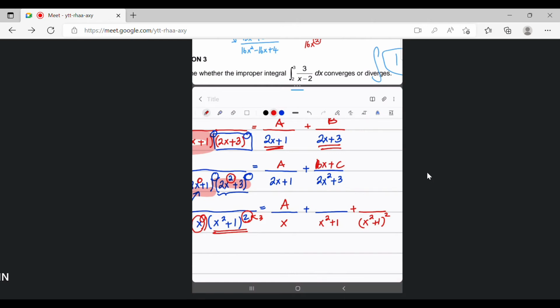Okay, so the next one, to determine what type of constant yang ada dekat numerator bergantung kepada function yang ada dalam bracket, dalam factor. So for this one, we have the x squared plus 1. Okay, tengok yang kat dalam ni. Nampak tak? Dia adalah kuadratik kan? So bila kuadratik jadi apa? Bx plus C. Ini sama kan dengan yang ni kan? Dalam ni pun kuadratik kan? Dx plus E. Okay, ini cara macam mana korang nak set up PFD.